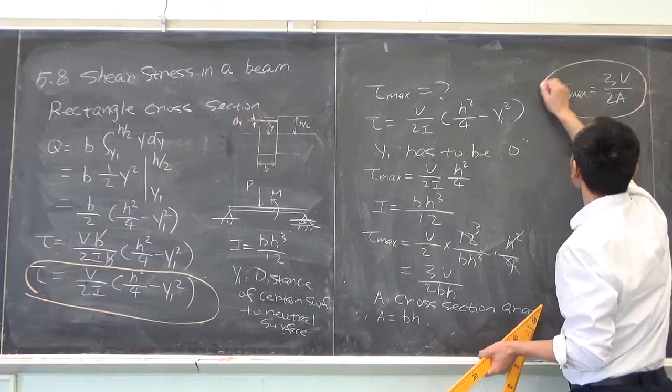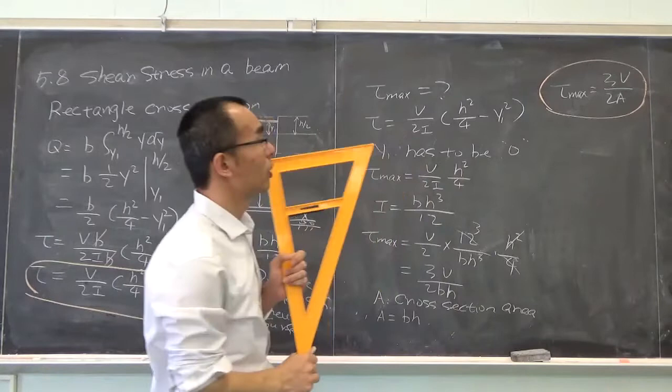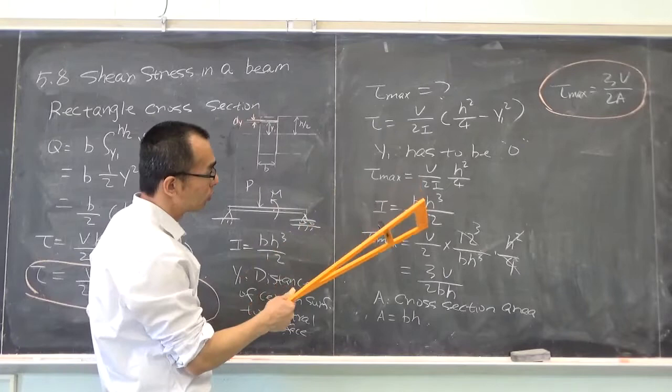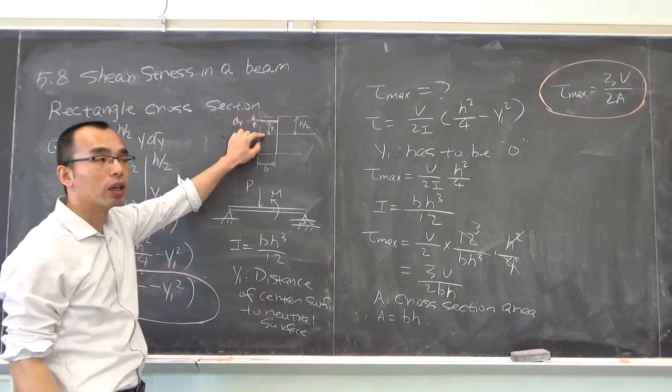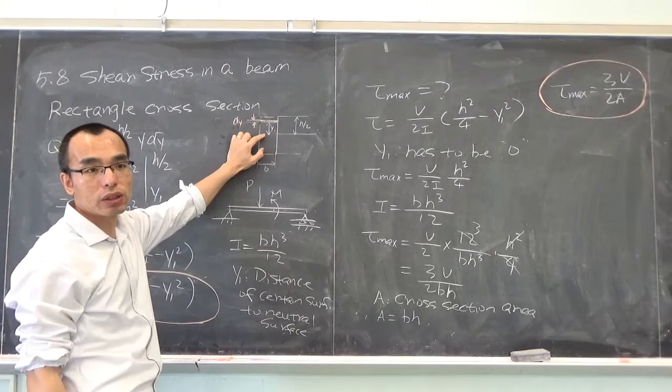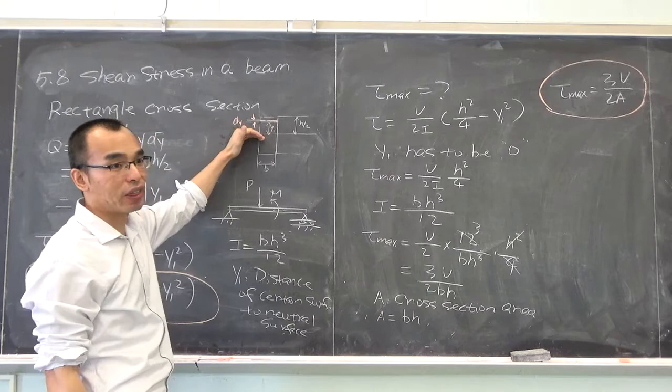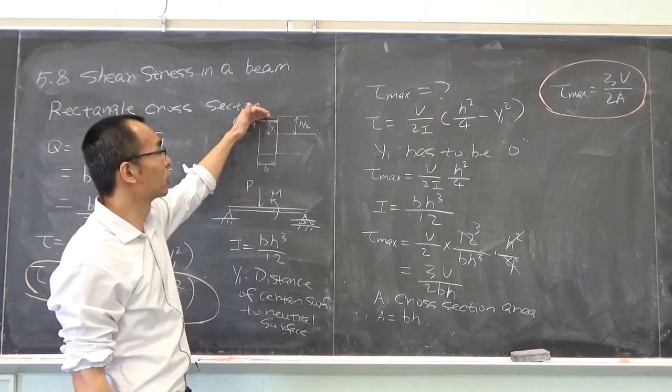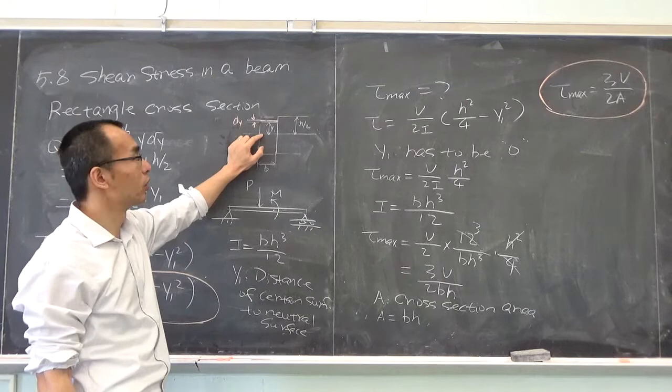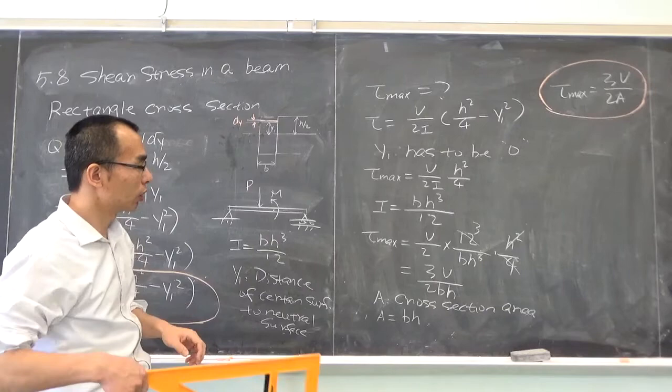Okay, now let's see at which location the maximum shear stress will be. When y1 is equal to 0, the maximum shear stress will be on the neutral surface. It's kind of opposite to the normal stress. For the normal stress, the neutral surface has nothing, there's no normal stress in the neutral surface. The maximum normal stress will be on the outer surface. For shear stress, the neutral surface has the maximum shear stress. At the outer surface, there's no shear stress.